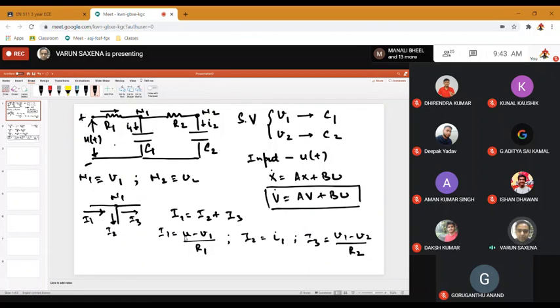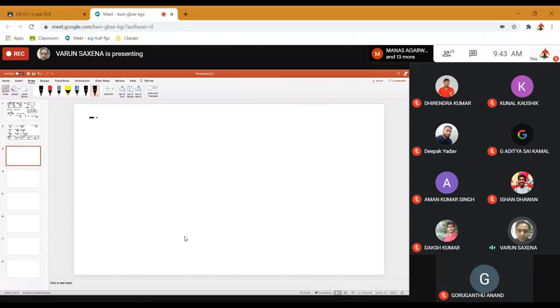For this node, what is the scenario? The scenario is that there is some current coming like this, and then it is going like this. So this is your N2. Something comes here and it just goes here. So they're basically the same thing. Whatever is coming is going out.